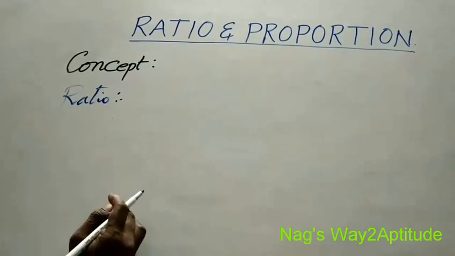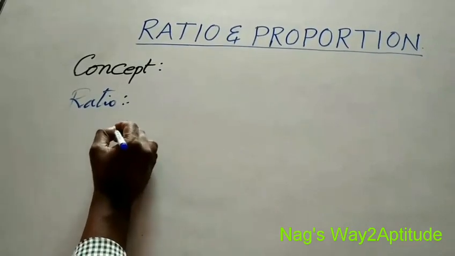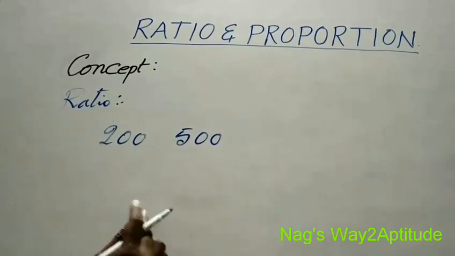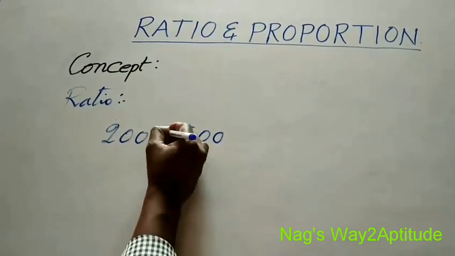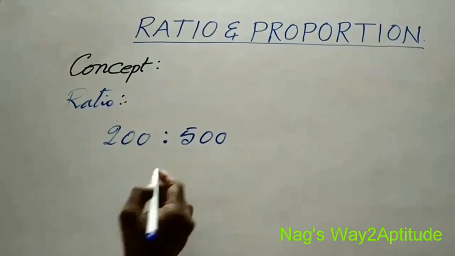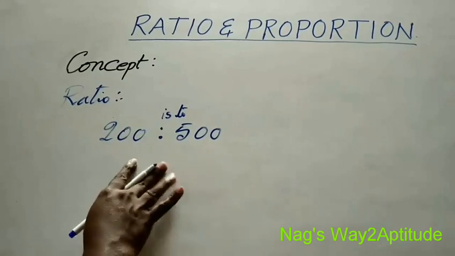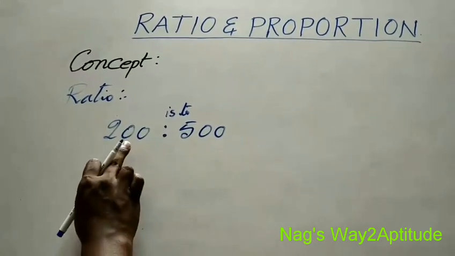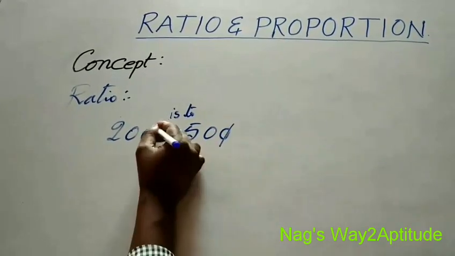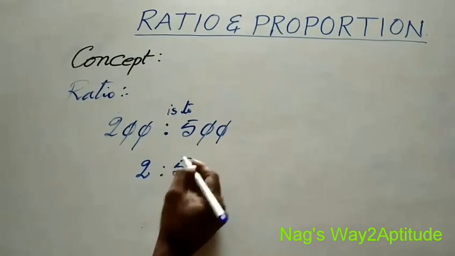A ratio is nothing but the comparison of two identical things. For example, you take two numbers 200 and 500. If you compare these two numbers by using this symbol, this is called a ratio. 200 is to 500. This symbol should be called as "is to". And the terms in the ratio should be mentioned in minimum terms. Therefore, you can cancel this 0 and 0 and again 0 and 0 and finally you will get 2:5. This is the ratio.